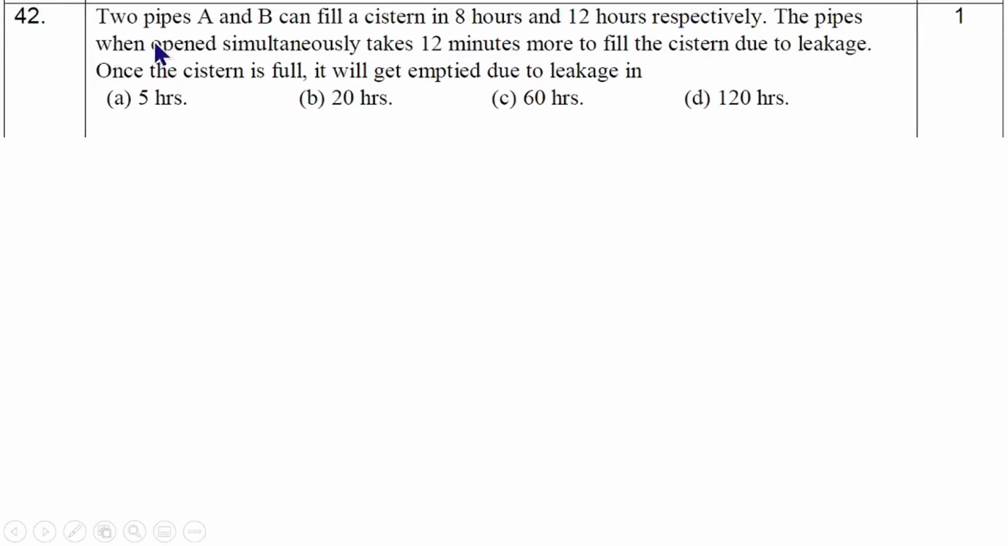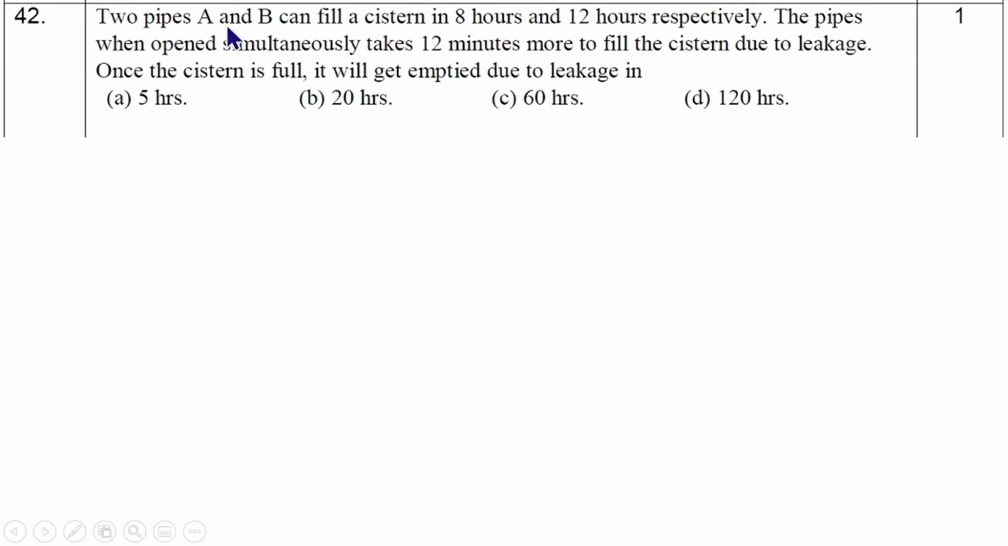The next question: two pipes A and B can fill a cistern in 8 hours and 12 hours respectively. The pipes when opened simultaneously take 12 minutes more to fill the cistern due to leakage. Once the cistern is full, it will get emptied due to leakage in. The various options are given here.